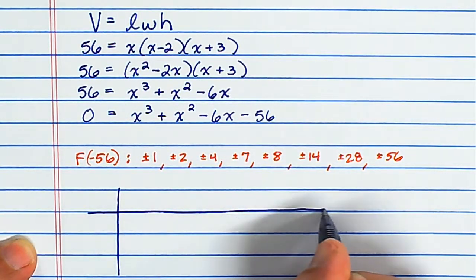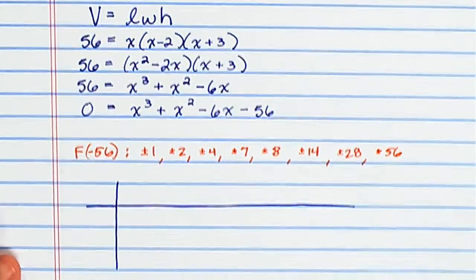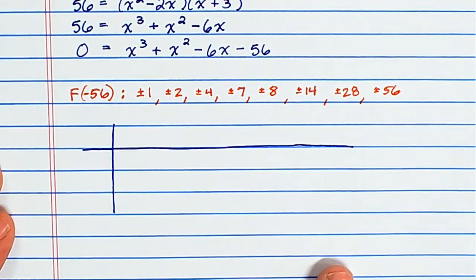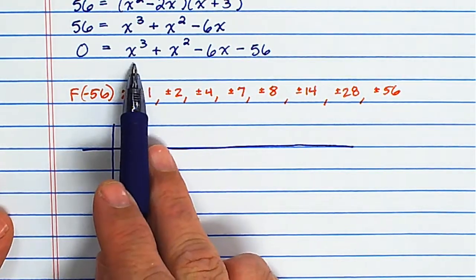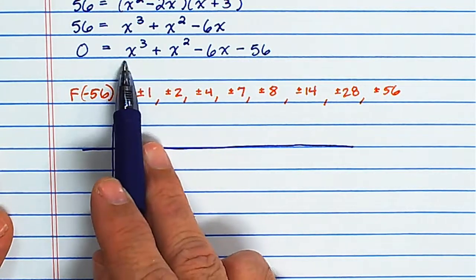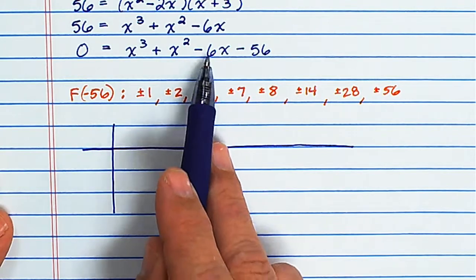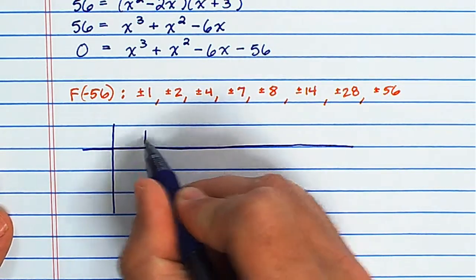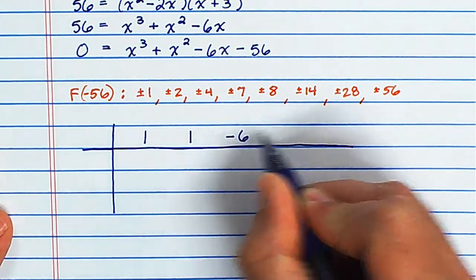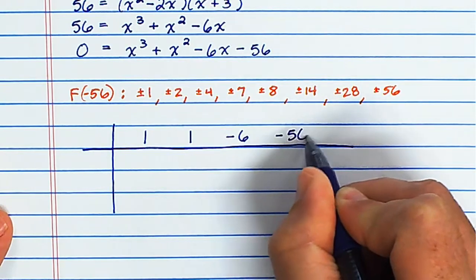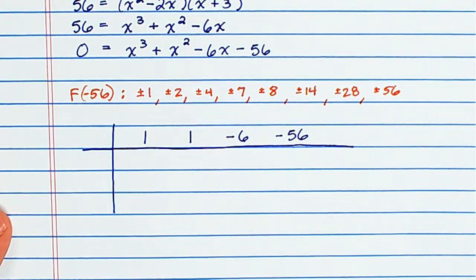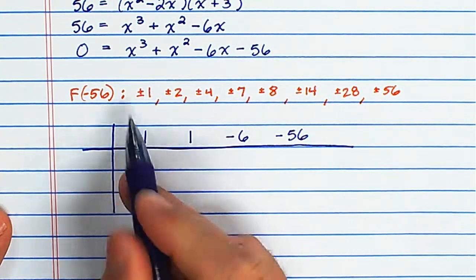And I honestly have no clue, but I'm going to guess it's going to be the third one because that's been our luck every time. But if I go back up to my polynomial right here, I have in front of x cubed a 1, in front of x squared a 1, a negative 6, and a negative 56. So 1, 1, negative 6, negative 56. And I'll start with the first one, positive 1.